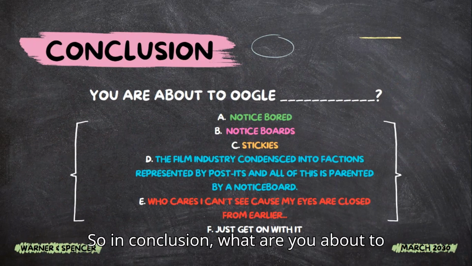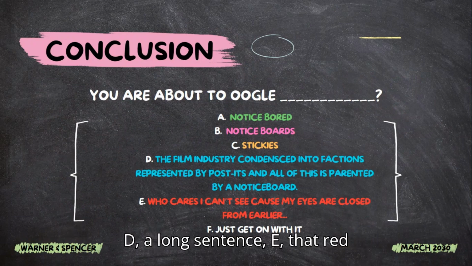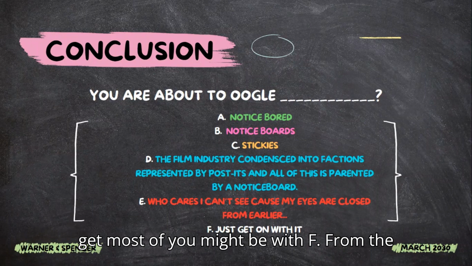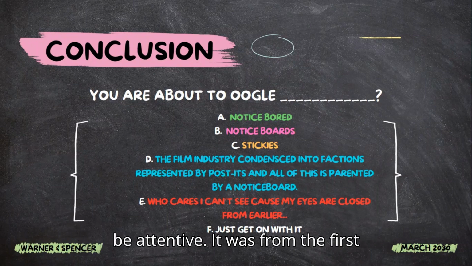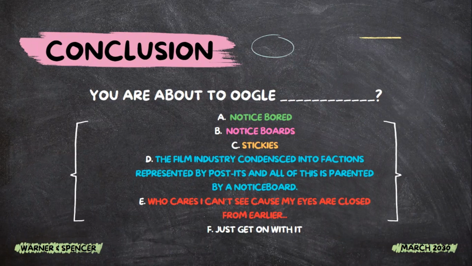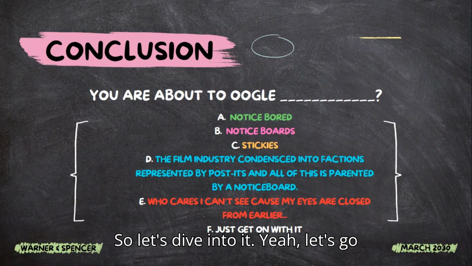So in conclusion, what are you about to see? A. Notice board. B. Notice board. C. Stickies. D. A long sentence. E. That red sentence. Or F. I get on it. Most of you might go with F. On the off chance you took E, very good, you're very attentive. It was from the first slide. If you took D, you're pretty decent, but mostly you got F. So let's dive into it. Let's go see what the project is all about.